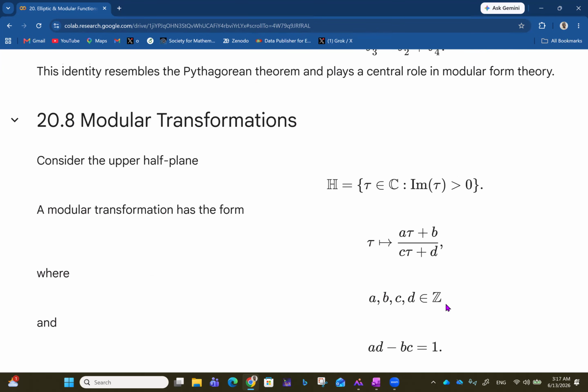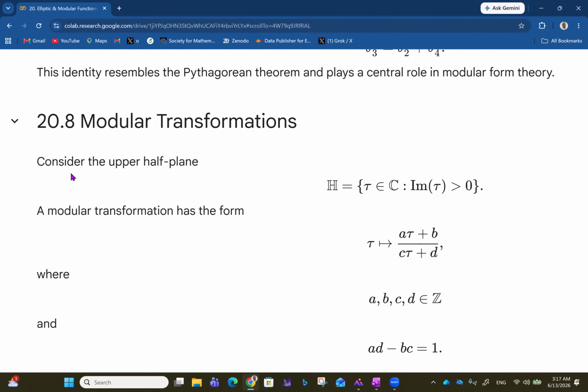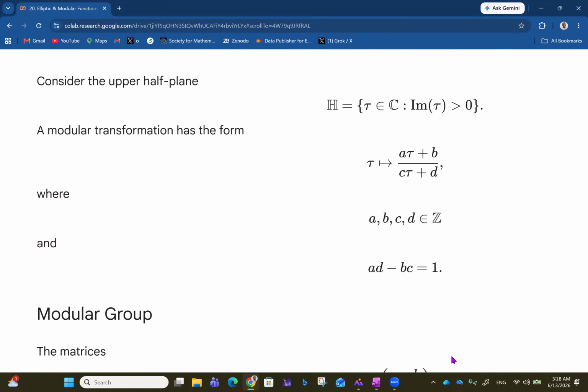Then we have modular transformations. Consider the upper half plane H, which is the collection of all tau belonging to the complex numbers such that the imaginary part of tau is greater than 0. So we have a modular transformation which has the form tau goes to (a tau plus b) over (c tau plus d), where a, b, c, d are integers and ad minus bc is equal to 1. So we have a modular transformation in that sense.